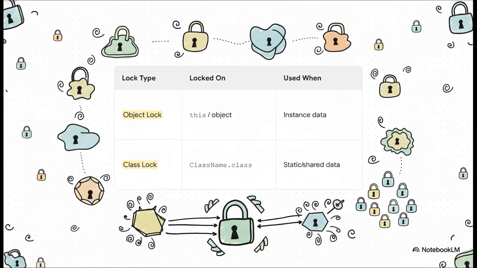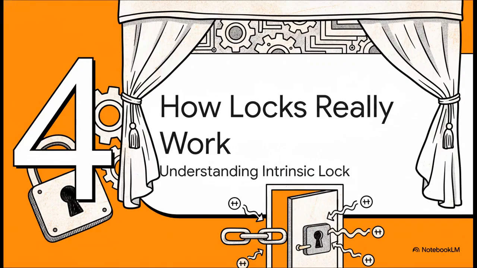Okay, but when we say we lock something, what are we actually locking? Well, there are 2 fundamental types of locks. There's an object lock, which is tied to a specific instance of an object. You use that to protect instance variables. But what if your data is static, meaning it's shared across all instances of a class? For that, you need a class-level lock. If you use the wrong one, guess what? You've got 0 protection.